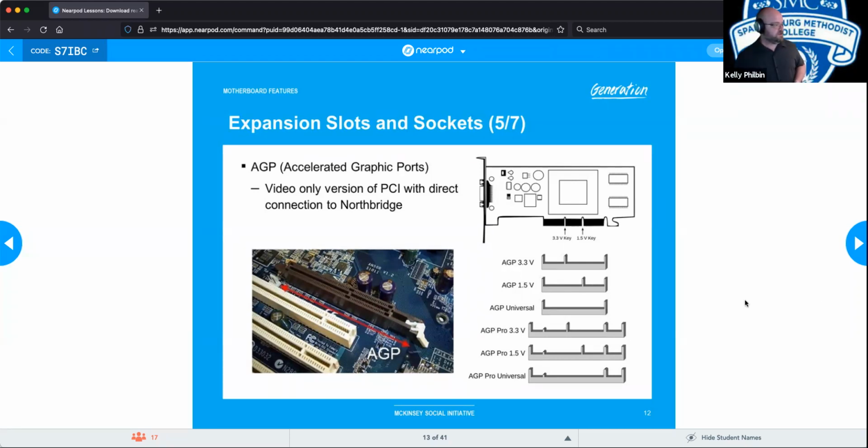And again, you can see with the multiple generations and versions, they continue with moving this little slot here so that you are not able to put the wrong type of card or wrong generation of card into the wrong slot.